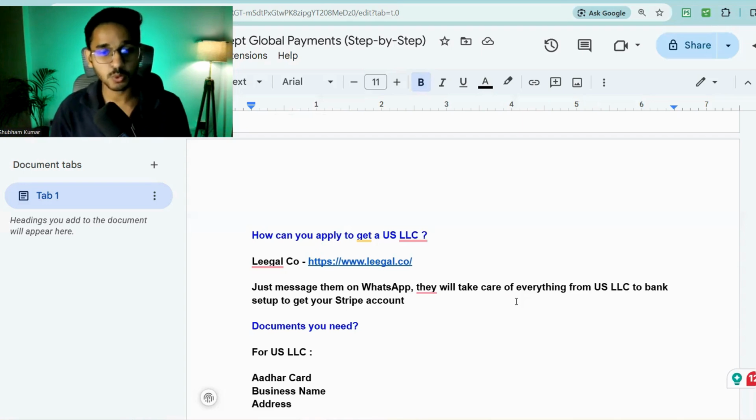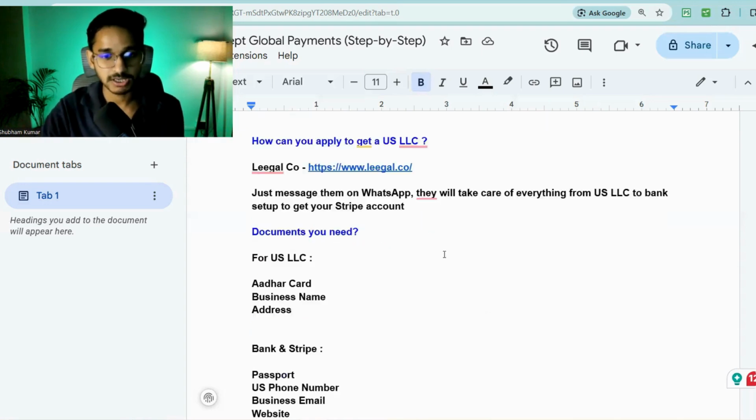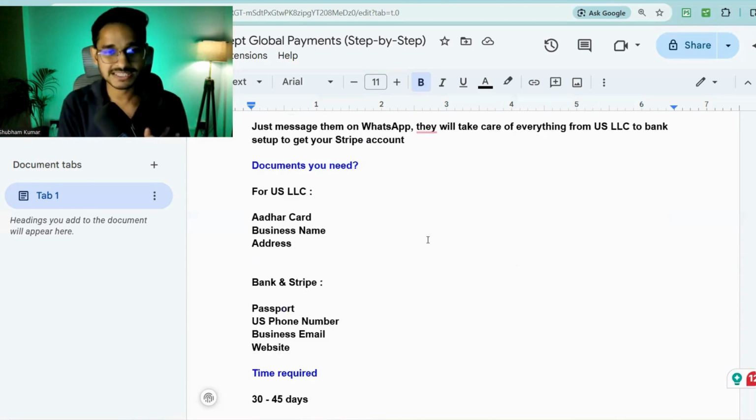So let's talk about the documents you would need, so that it will be more convenient for you. To get a US LLC, you need an Aadhaar card, your business name, and address. If you have a passport, that's well and good. But if you do not have a passport, that is still fine. You can still get your US LLC done. Since US LLC setup usually takes around 3 to 4 weeks, in the meantime you should also apply to get a passport if you do not have one, because even if you get your US LLC, banking setup will be an issue for you.